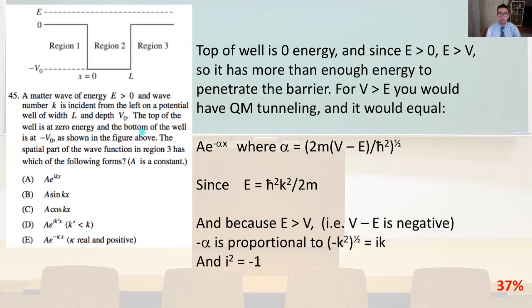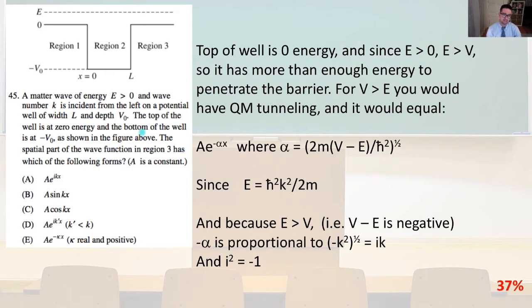So the top of the well is 0 energy, and since E is greater than 0, E is also greater than V. So it has more than enough energy to penetrate the barrier. If V0 was greater than E, you would have quantum mechanical tunneling. So on the flip side, it would be equal to A e to the minus alpha x, where alpha equals the square root of the quantity 2m times the potential energy minus the kinetic energy, divided by h bar squared.